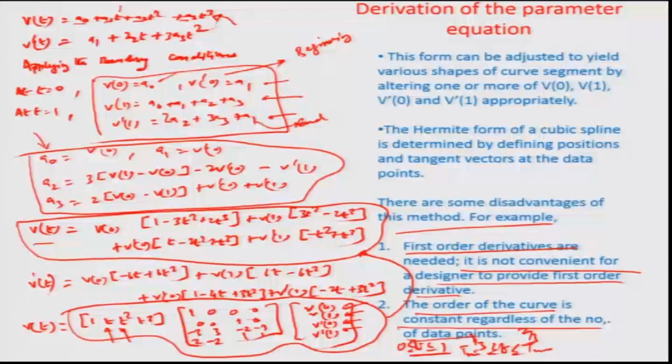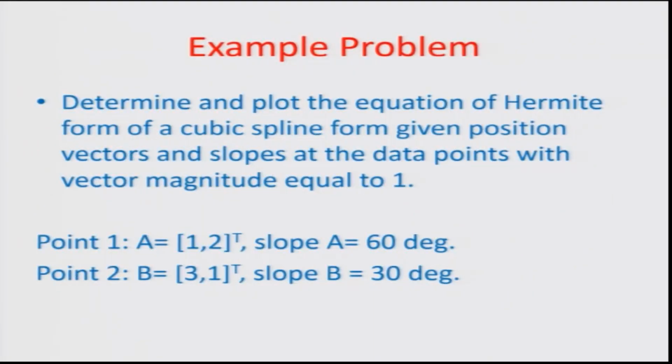Let us actually physically try to solve one problem. A simple example of this could be, let us say we want to plot a Hermitian equation of the cubic spline form between 2 different points a and b, where the coordinates are provided as 1 2 and 3 1, and the slopes at the points a and b are provided as 60 degrees and 30 degrees. Further, it is given that the vector magnitude is equal to 1 for defining the slopes, meaning thereby the x component of the slope would be the magnitude times cos of the particular angle, and y component would be again the magnitude times sine of the particular angle.